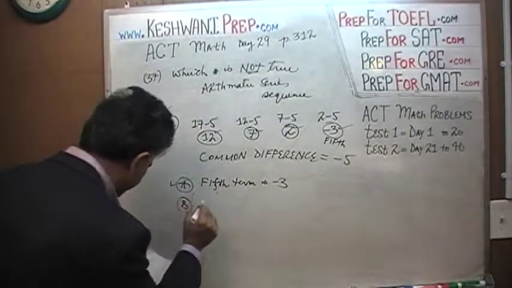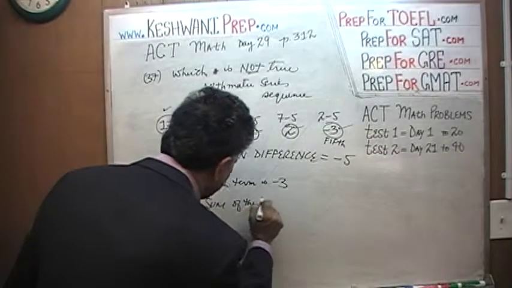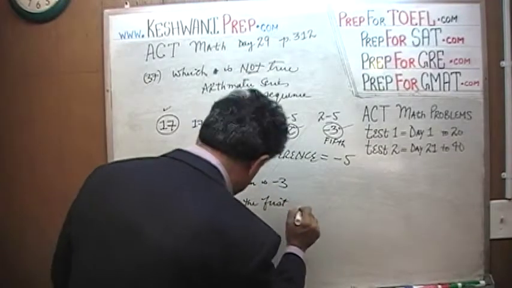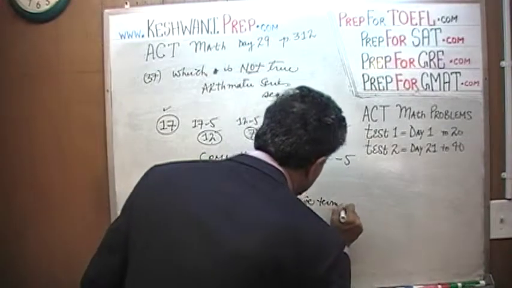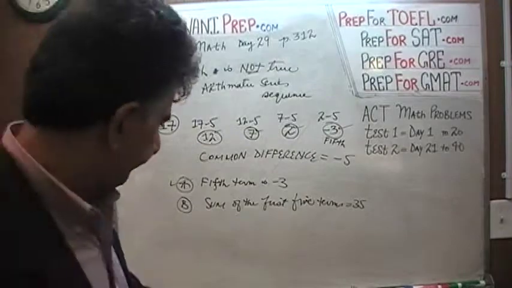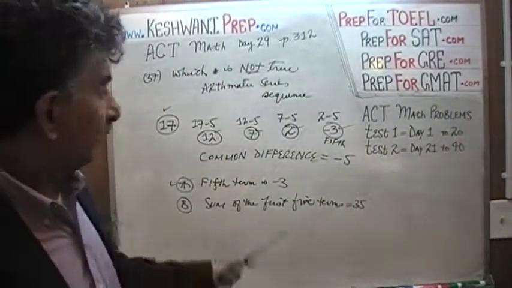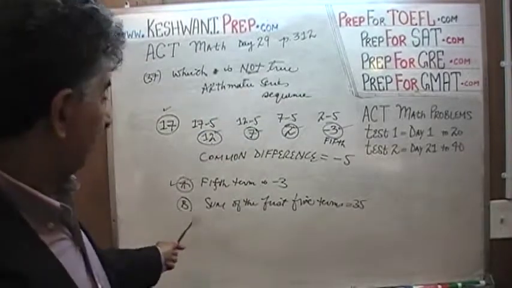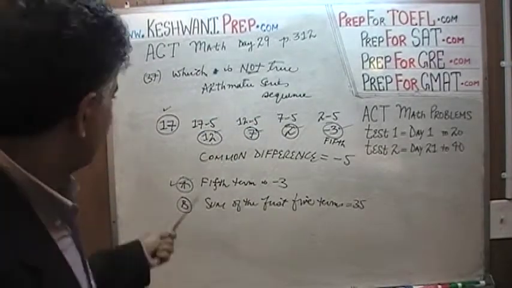Answer choice B says the sum of the first 5 terms is 35. Let's find out if it is 35 or not. If it is 35, then that's not the answer because we're looking for something that's not true. If it turns out that the sum of the first 5 terms is not 35, then we're done. Then the answer is B. Let's find out, shall we?